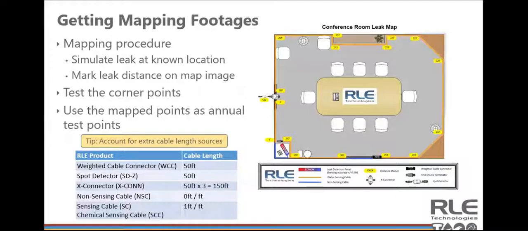Okay, so switching gears a little bit, I want to talk about mapping. So this is where you have a system that's up and working. Great. So this is an even better way to help you locate where a leak is occurring across the system. So the procedure of going through this is you simulate a leak at a known location and then mark where that leak distance is occurring on a map. So just make sure to test at the corner points or changes in direction of the cable.